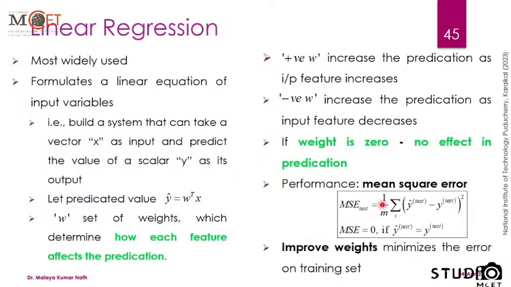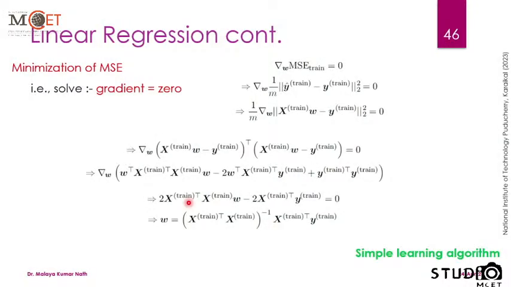Now how can I get it? Because I have to determine this w. For that reason, I have to calculate the gradient. That means I have to calculate the gradient of this MSE with respect to w, and if I simplify this expression, I will land in this simple learning algorithm.